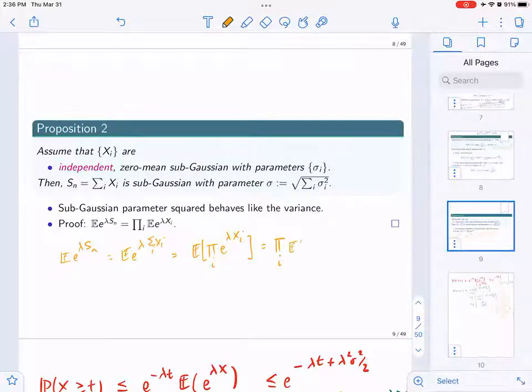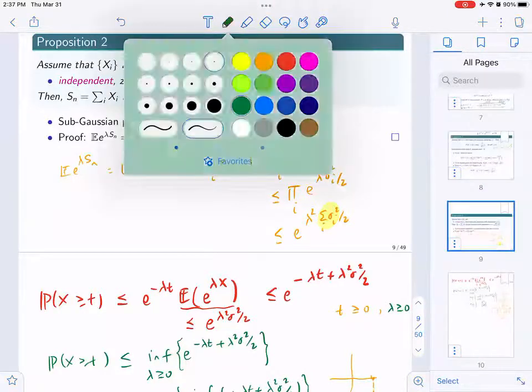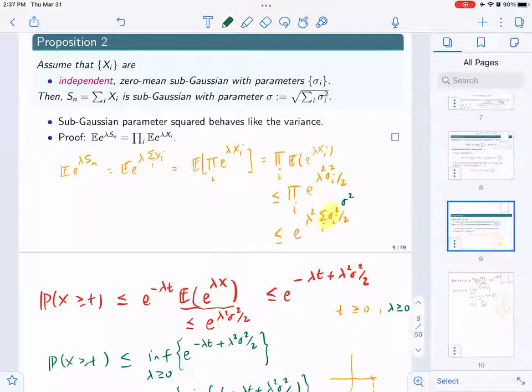The expectation of e to the negative lambda xi is then upper bounded by e to the sigma i squared lambda squared over 2, these are all non-negative, and then the product goes into the exponent and turns into a sum. We get lambda squared summation over i of sigma i squared over 2. Okay, and you can see that this is now a new parameter, which we can call sigma squared, and this shows that this is subgaussian with parameter sigma squared, which is exactly what we have here.